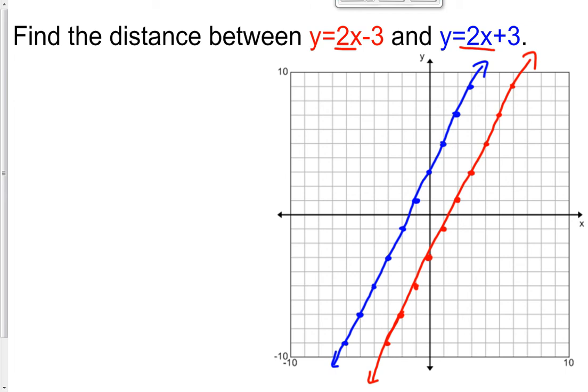Because we don't have a specific point that we want to go through on this one, we could pick any point for our starting point. So I'll just pick the y-intercept with this blue line. And we're going to construct a perpendicular line. So from here, I'm going to open up my compass so that it intersects the red line at two different places.